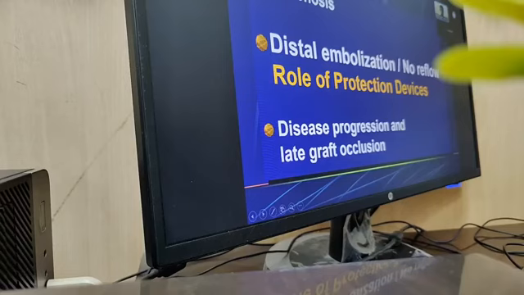What are the challenges? This is the most important slide of the whole topic. The basic challenges: one, most important, restenosis. Second, distal embolization or no reflow when you start attempting angioplasty and putting in a stent, and of course disease progression and late graft occlusion. So I will touch upon these three in turn.